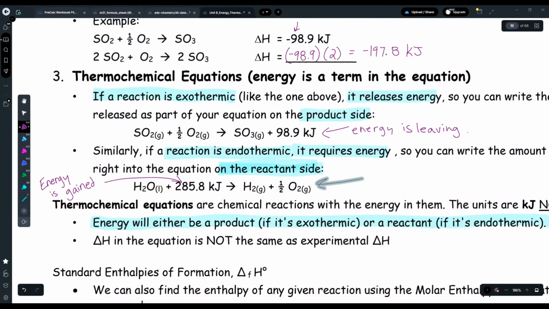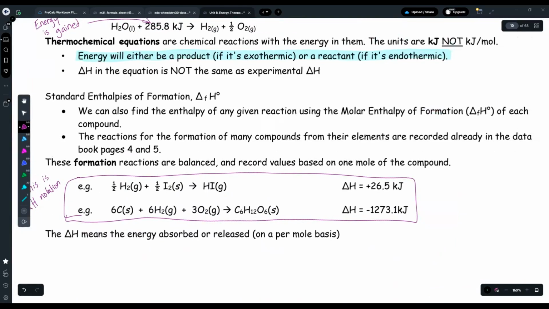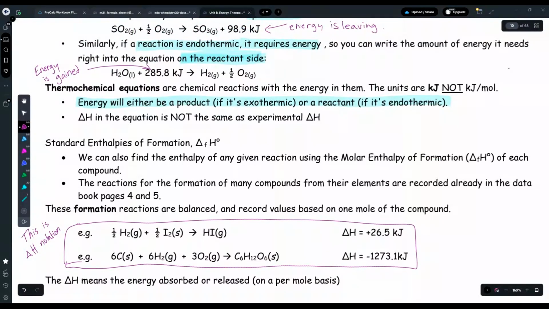Both talk about the chemical reaction happening and the energy either being gained by the system or lost by the system, but they just do it in 2 different ways. So you need to be able to read and understand both ways and be able to write both ways as well.